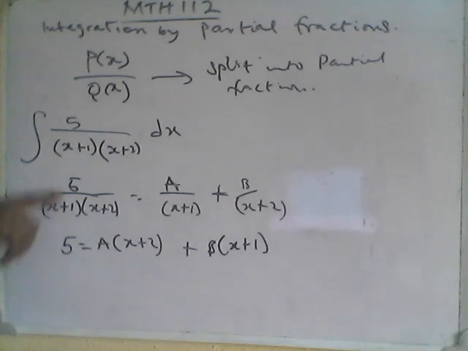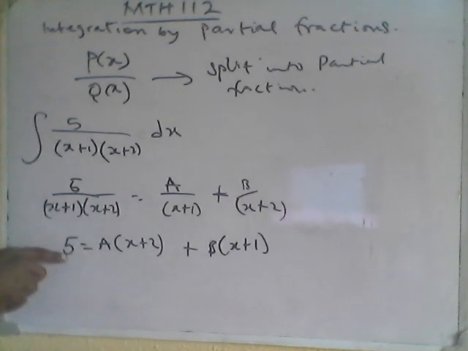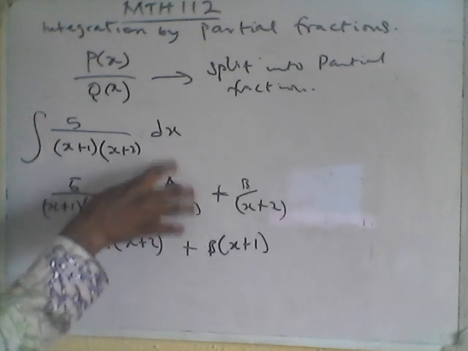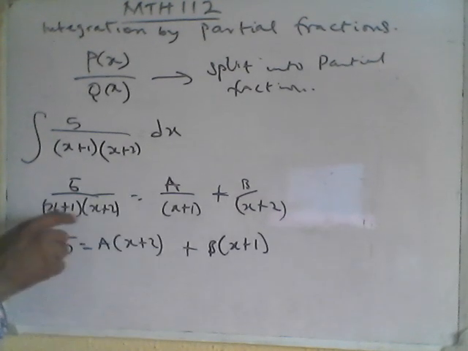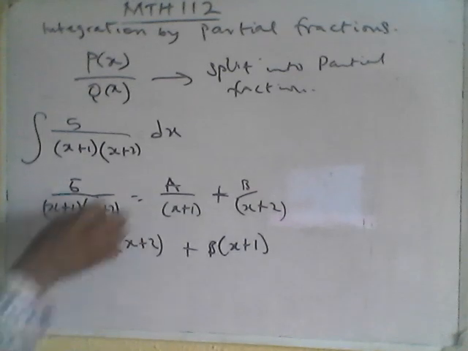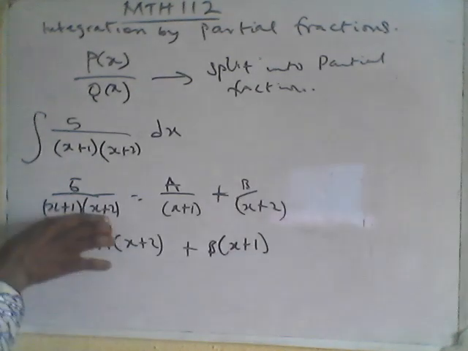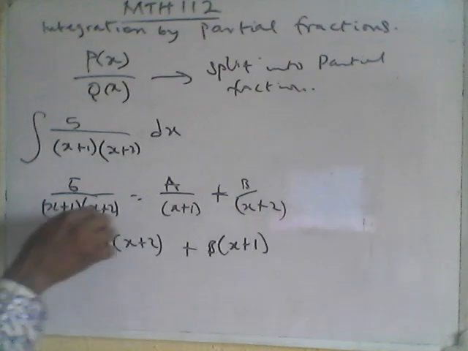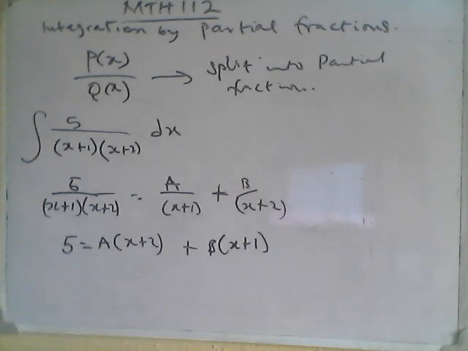Understand? If I multiply this by the whole of this, I will get 5. If I multiply this by this denominator here, this one will cancel this one, and I will now have a times x plus 2. And if I have this multiplied by this denominator, this one cancels this, and I have b into x plus 1. So this is what I have here.